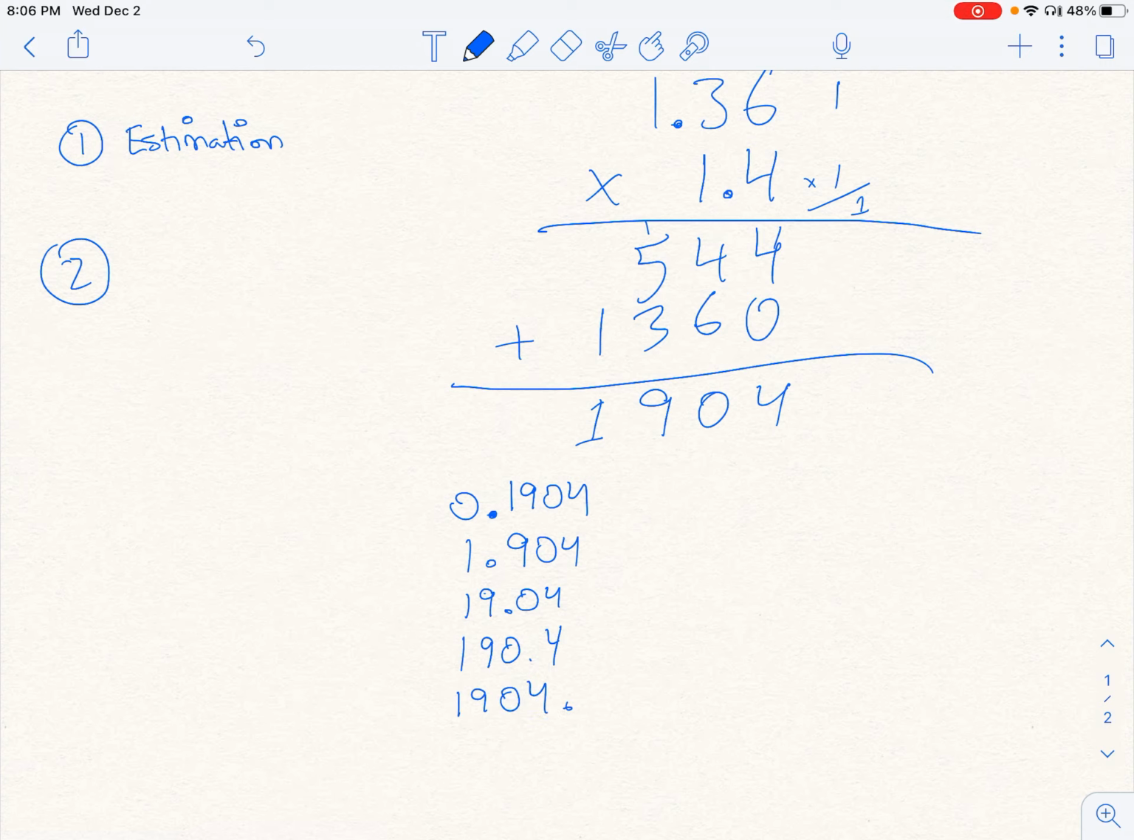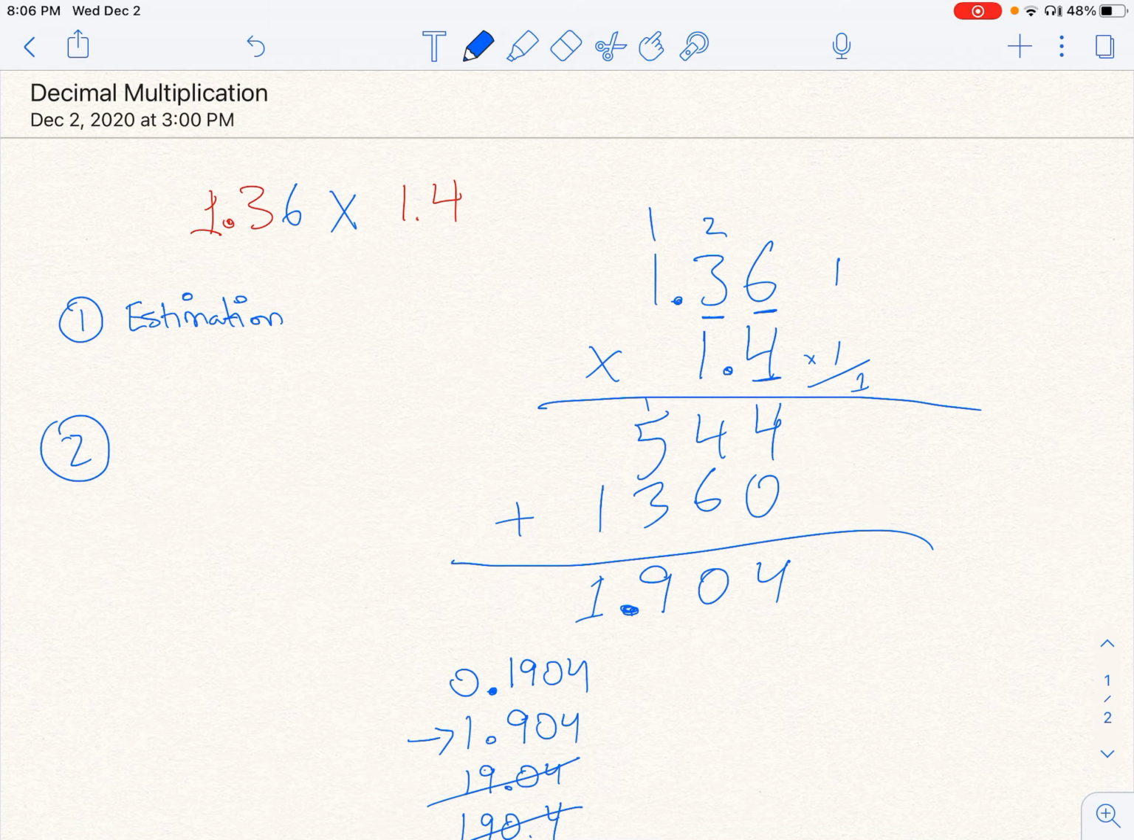The second way is to count the decimal places in the question. Count decimal places in the question. This one has 1, 2, 3. So starting on the right, I move over 3 spots, and boom, there I am. So super easy, and as we go along here, I'm going to do that each time. Hopefully you will do it too. So let's do another question here.